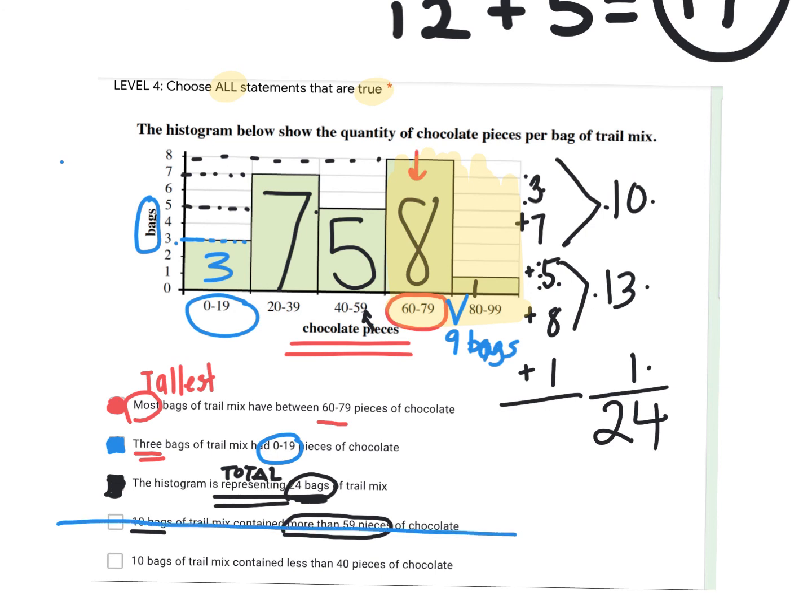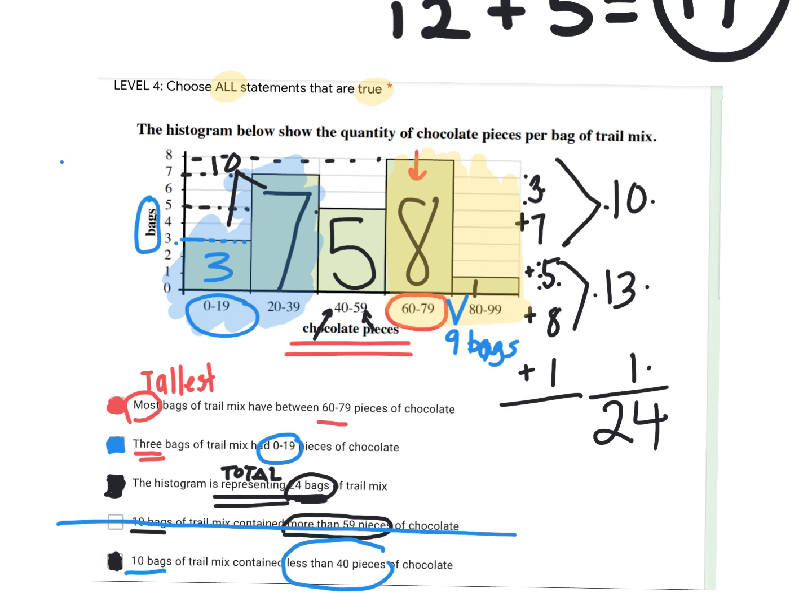That's false. And then the last one says 10 bags of trail mix contained less than 40 pieces. Okay, let's look here. Less than 40 pieces. So here's 40 right here. So let's go everything less than 40, which would mean this one and this one. And in this case, 7 plus 3 is 10. So this is true. 10 bags of trail mix contain less than 40 pieces of chocolate.